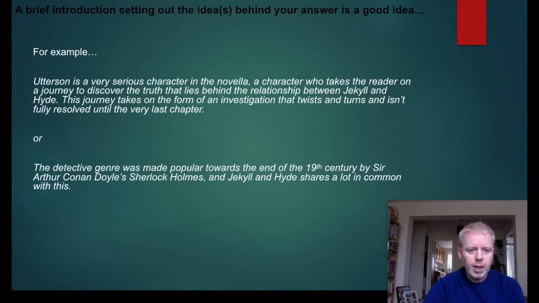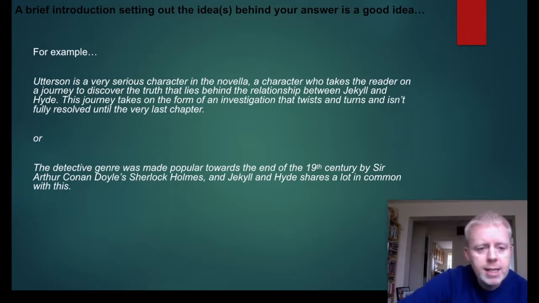Right. Okay. A recent examiner's course I was on suggested that a brief introduction is a really good piece of advice to give students across the literature paper. It sets out your idea behind your answer in just one sentence or two shorter sentences. So, for example, remember the question's about an investigation. I've jotted down two possible introductory sentences here.